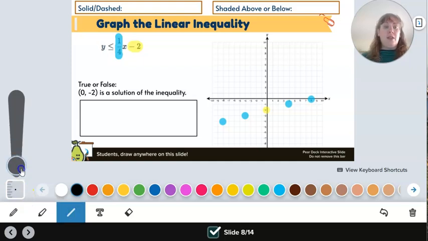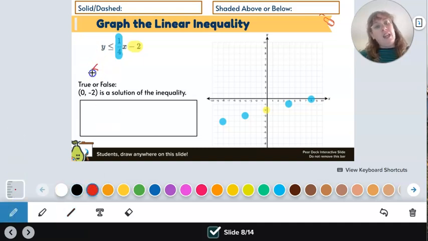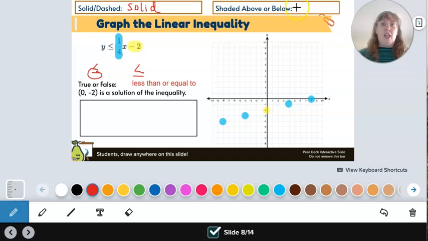But before we start to make our line, we notice that our symbol is less than or equal to. So because it has this or equal to part, this line underneath, that is going to be a solid line. But because this is a less than symbol, so I'll just write what this is. Less than or equal to is always going to be solid line shaded below because it's less than.